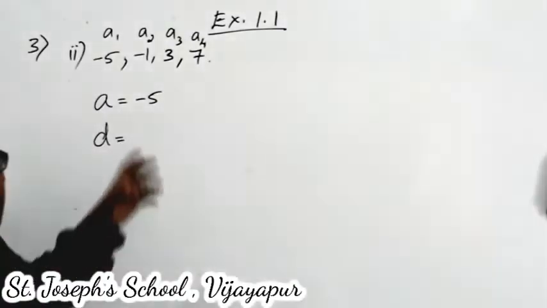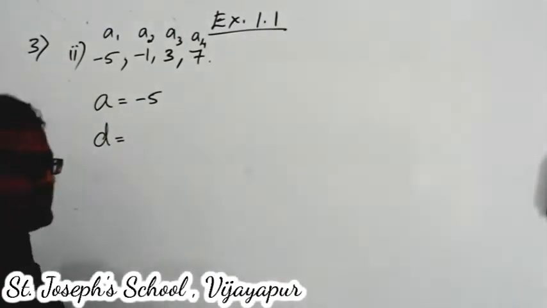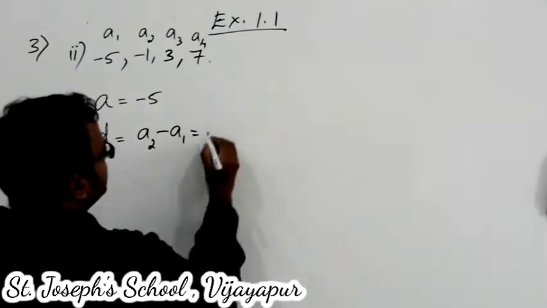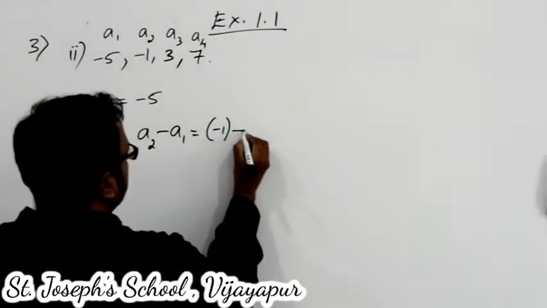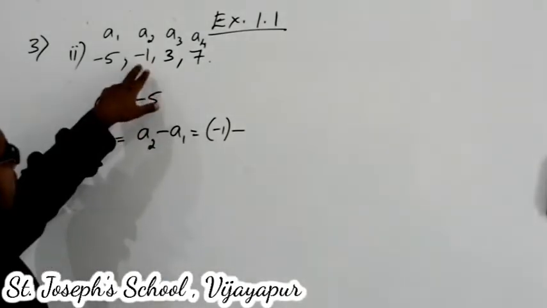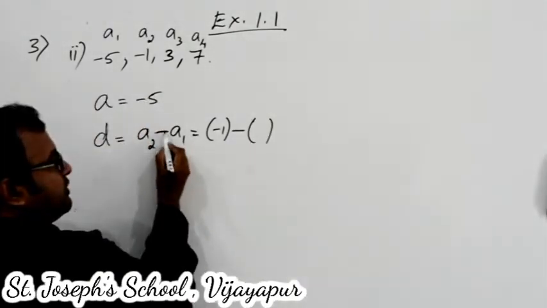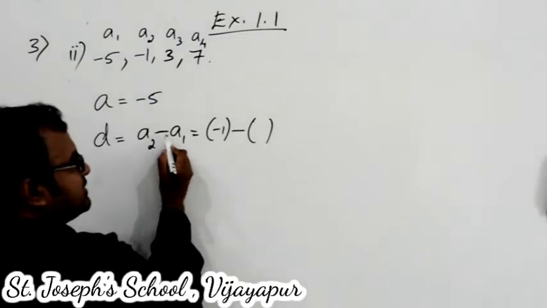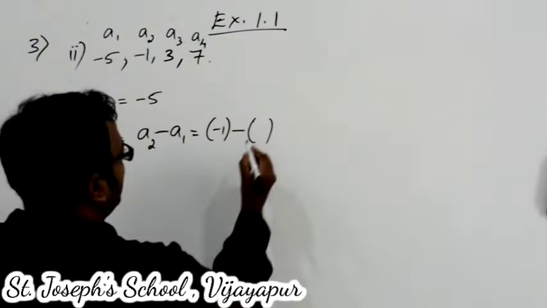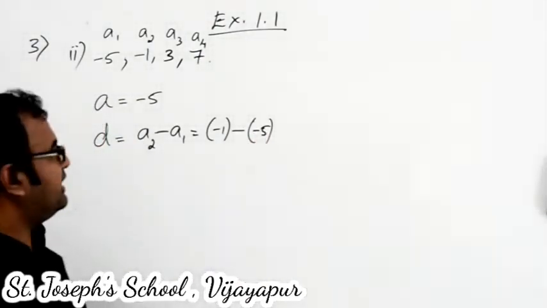Then any two consecutive terms you can subtract, right? So I am trying A2 minus A1 here. What is A2? A2 is minus 1. Inside the bracket, the minus I am using comes from the term. Outside the bracket there is one more minus, which comes from the formula, D is equal to A2 minus A1. And inside the bracket again, A1 is minus 5, so I use one more minus. There are two minuses, you have to be careful with that.